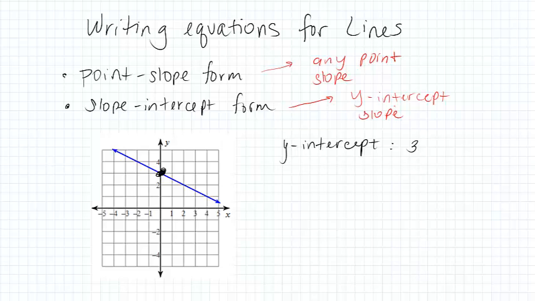I'm going to go with slope-intercept form, and I'm going to use my graph to count the slope. I see here that I'm going down 1 and right 2. This line is decreasing, which means my slope needs to be negative. So I went down 1 and right 2. I now know the slope and the y-intercept, so I can plug them into slope-intercept form.